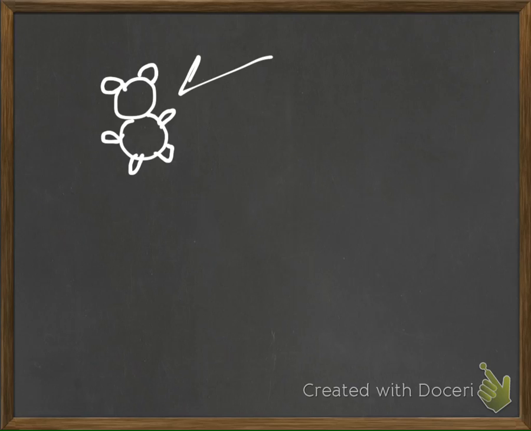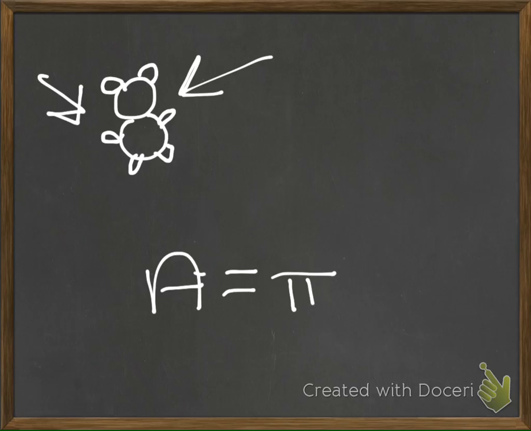Fuzzy Wuzzy was a bear. Area equals pi r squared.